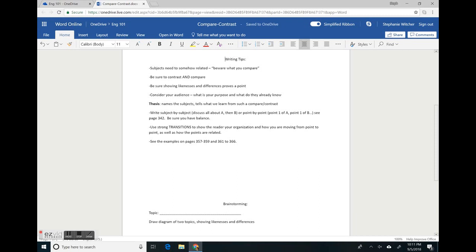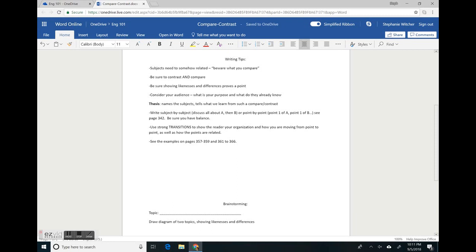Just a couple other things to think about. There are two ways that you can organize this paper, and we'll talk about that here in just a minute. But you can see examples of this on page 342. The biggest thing I want you to keep in mind, though, is you need to have balance. Whatever you talk about with one subject, you need to talk about with the other. It needs to be very fair and balanced on both sides of the items you're comparing and contrasting. Again, we'll talk about that here just a little more in a minute.